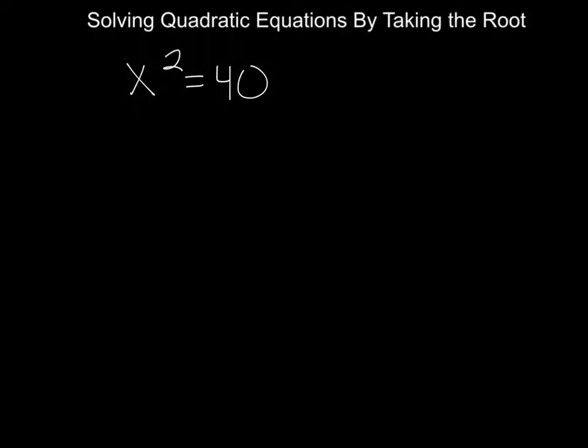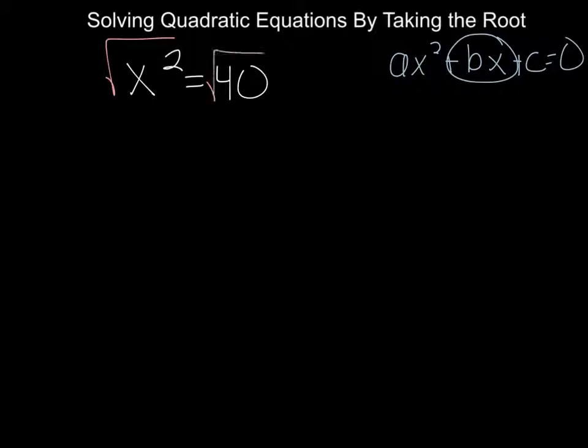Quadratic equations are equations that have the second power. You may recall the form ax squared plus bx plus c equals 0. If this term is missing, meaning there is no b or x, then we can solve this by taking the root. We need to get the x squared term by itself and then take the square root of each side. Remember, the square root and the square cancel, leaving me with x over here.